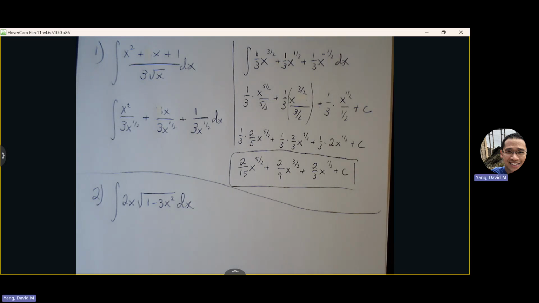All right, so number one is basically like a review problem from your previous quiz. Split up into individual fractions, get all the x's to be in the right places, and then do power rule.